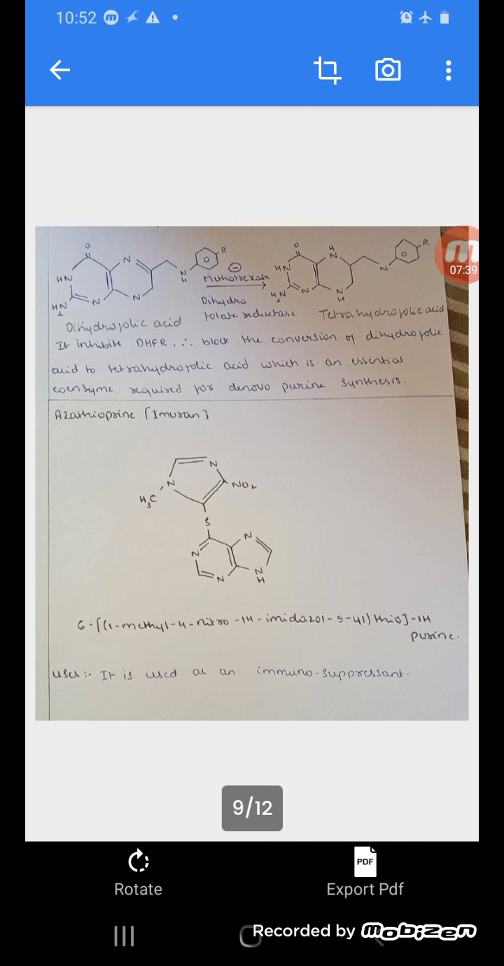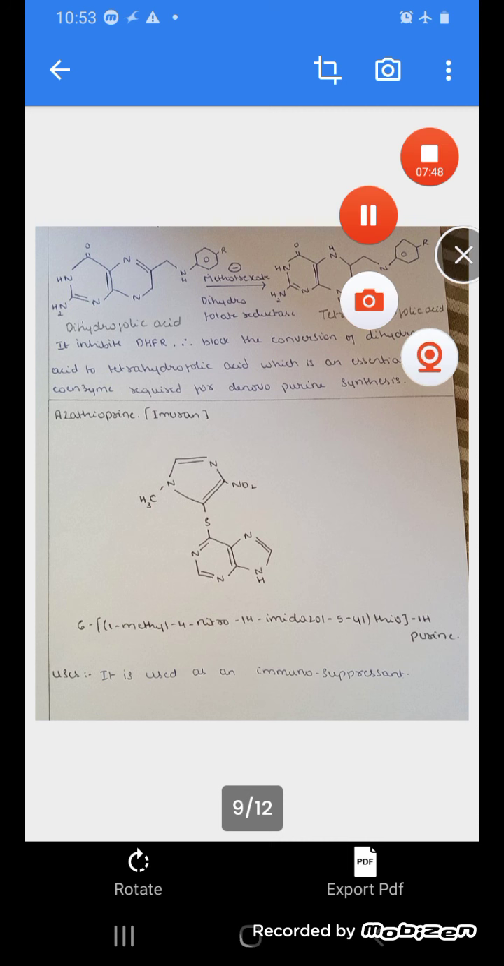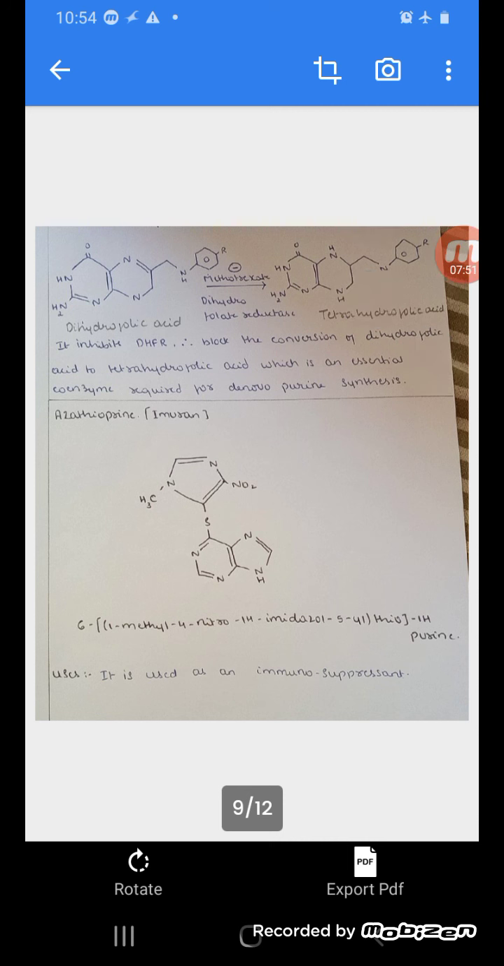Coming to the next drug, it is azathioprine. It is used as an immunosuppressant. From today's class, what we understood is antimetabolites are the structural analogues of the normal substrate, and there will be competition between the normal substrate and the antimetabolites, and they get themselves incorporated, which leads to dysfunctional macromolecules.